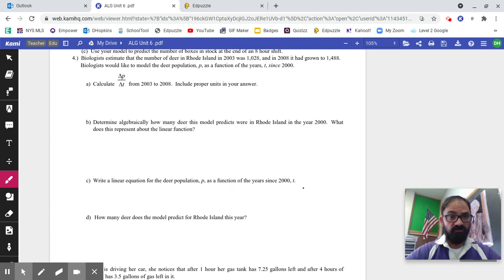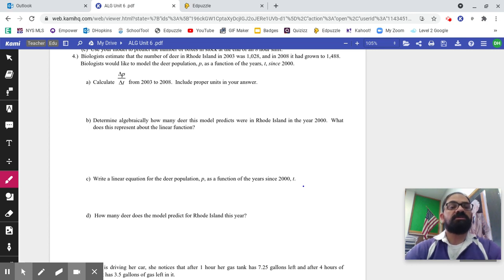We left off on number 4. It says biologists estimate the number of deer in Rhode Island in 2003 was 1,028, and in 2008 it had grown to 1,488. Biologists would like to model the deer population P as a function of years T since 2000. So 2003 since 2000 would actually be 3, and 2008 would be 8. It says calculate the change in population over change in years, time, from 2003 to 2008, include proper units.